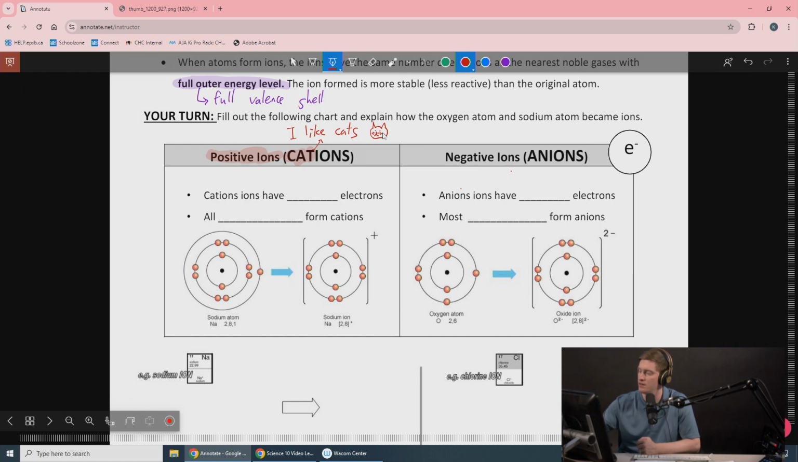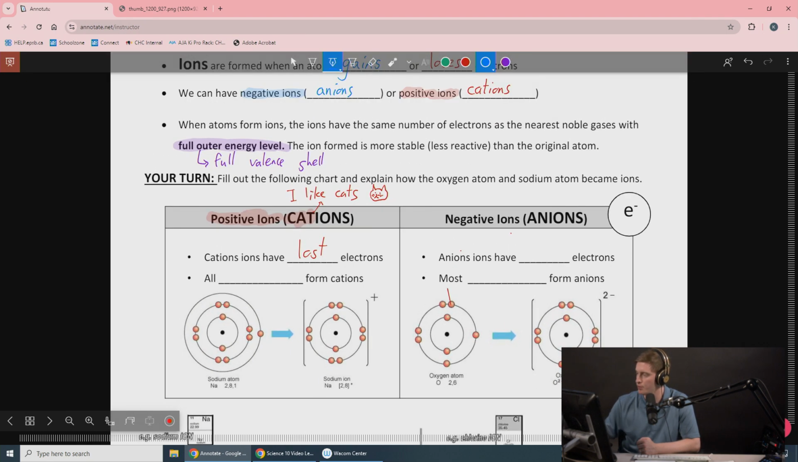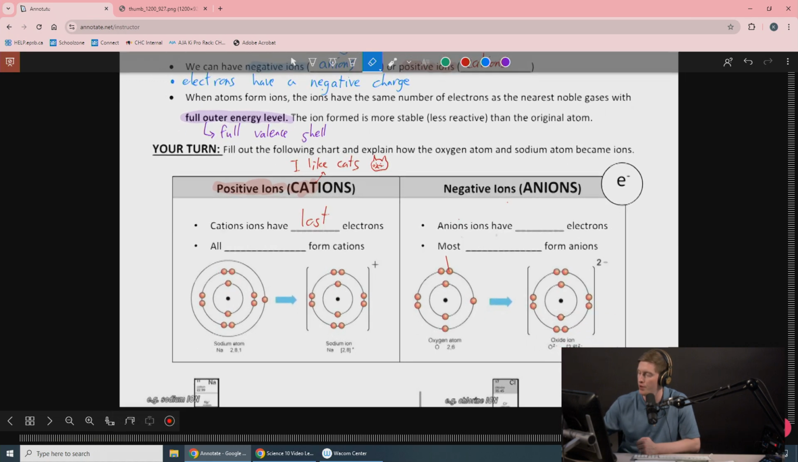Cations have lost electrons. Remember that electrons have a negative charge. That's important, so I'm going to write that as another bullet point here: electrons have a negative charge. What that means is that if you gain an electron, you're going to become more negative. If you lose an electron, you will become less negative, or you will become positive.